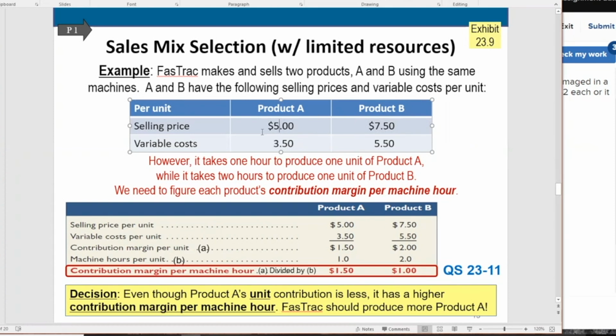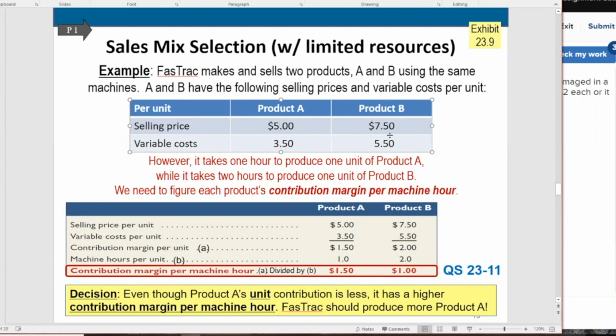Just looking at this alone, which one is better for us to make? Which one's more profitable? A or B? Yeah, B, because the profit is a full $2, right? $7.50 minus $5.50. But this profit is only $1.50. So you might say, okay, let's do B, but wait a minute.